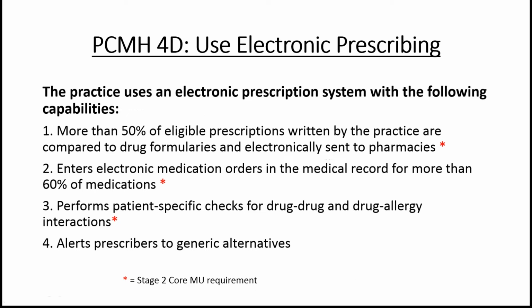The fourth element, element 4D, using electronic prescribing. Again, a few areas here that you can see are meaningful use requirements. But looking at the practice uses an electronic prescription system with the following capabilities. More than 50% of eligible prescriptions written by the practice are compared to drug formularies and electronically sent to pharmacies. Factor 2 enters electronic medication orders in the medical record for more than 60% of medications. Factor 3 performs patient-specific checks for drug-drug and drug allergy interactions. And the fourth factor alerts prescribers to generic alternatives. So all functionalities that we know we have within our system.